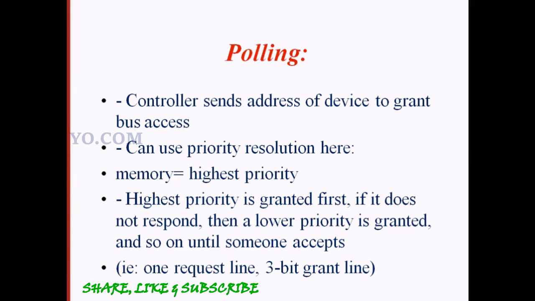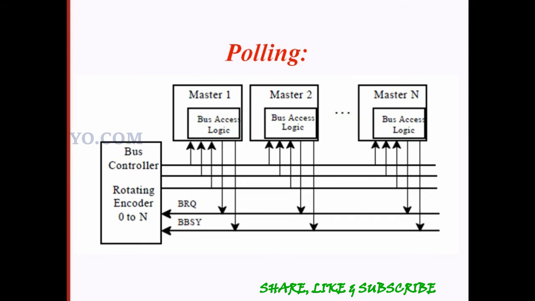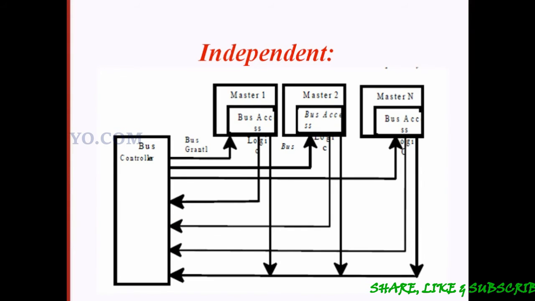There is one request line and a 3-bit grant line. So here priority is involved. High priority is selected first. If two devices request the bus at the same time, the bus controller decides which device has the highest priority. Then it produces the acknowledge signal to the highest priority master. This is polling. Next one, independent priority.